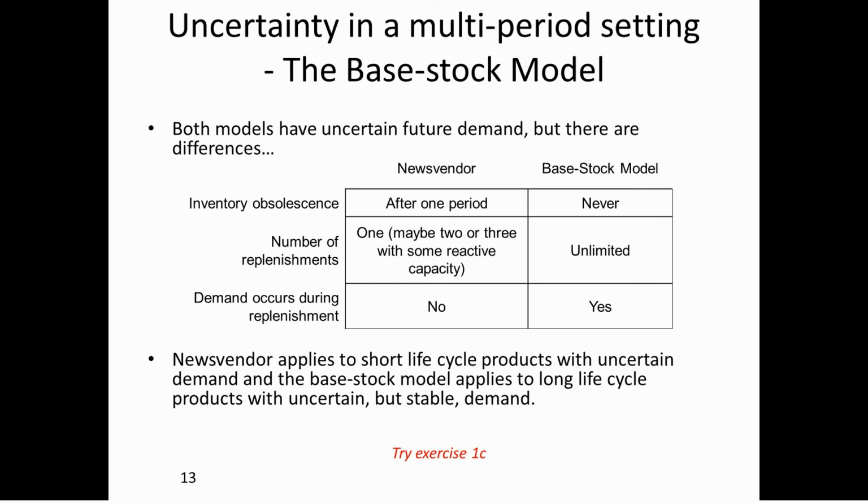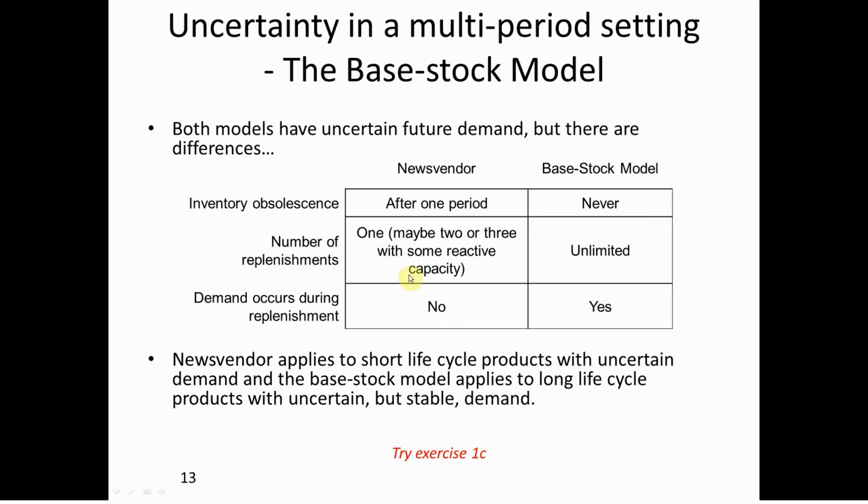Well, how does this really work? The uncertainty in a multi-period setting. In the newsvendor model, we really talked about uncertainty only at the time of demand, not over multiple periods of time. Now we're talking about compounding that uncertainty over time, and in particular, we're worried about the lead time. So let's look at the base stock model in comparison to the newsvendor model.